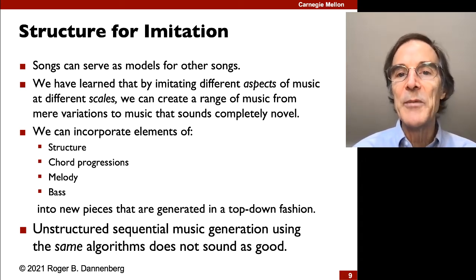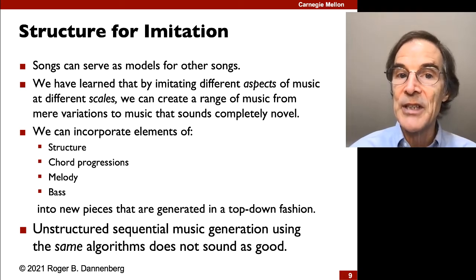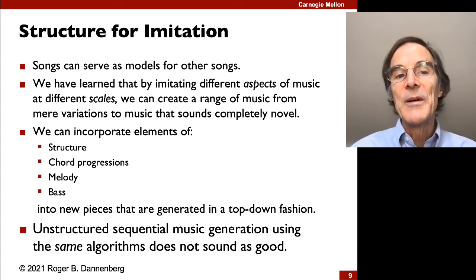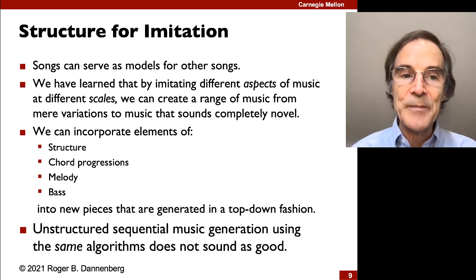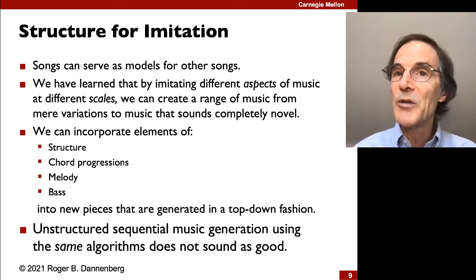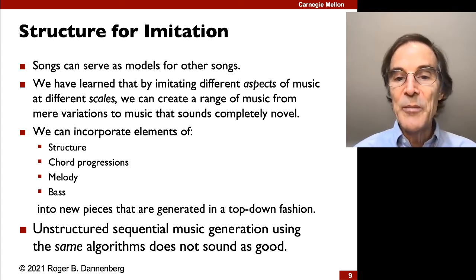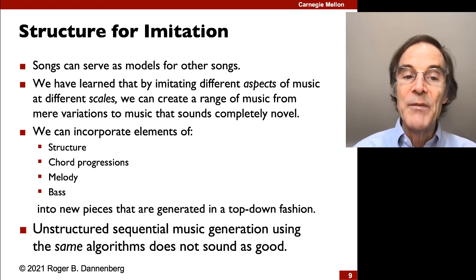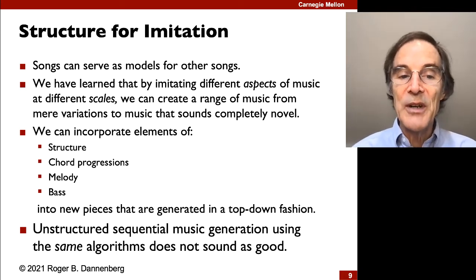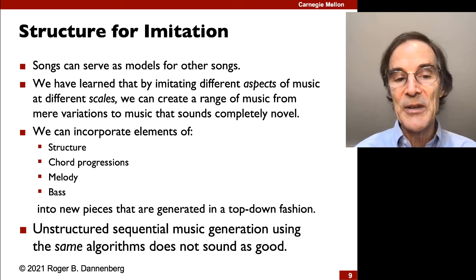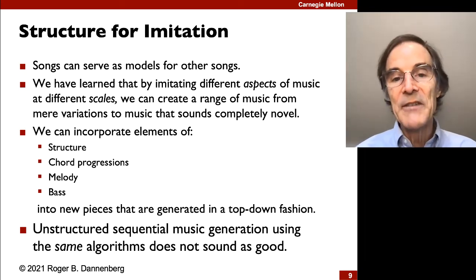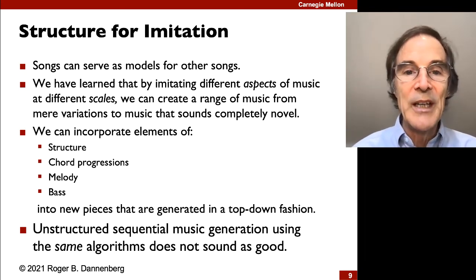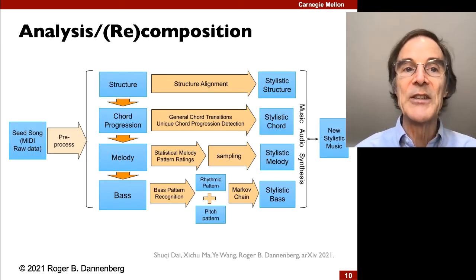We have learned that by imitating different aspects of music at different scales, we can create a range of music from mere variations that sound very similar up to music that sounds completely novel. We incorporate elements of structure, chord progressions, melody, and bass into new pieces and generate them in a top-down fashion. And we've discovered that if we do this without structure, so unstructured sequential music generation, even using the same algorithms otherwise, this does not sound as good. So there's evidence that structure plays an important role in the quality of music as perceived by listeners.